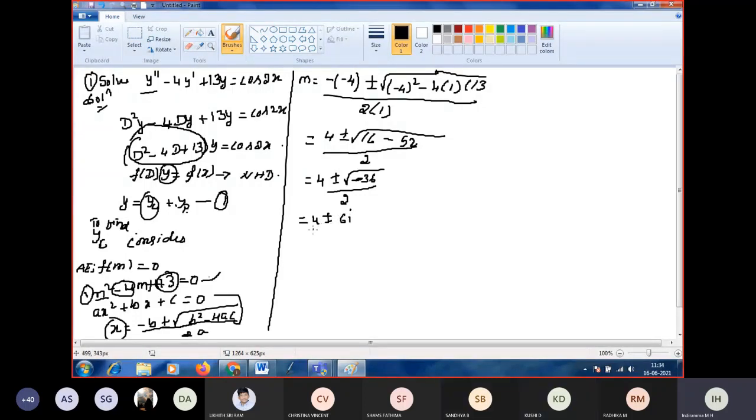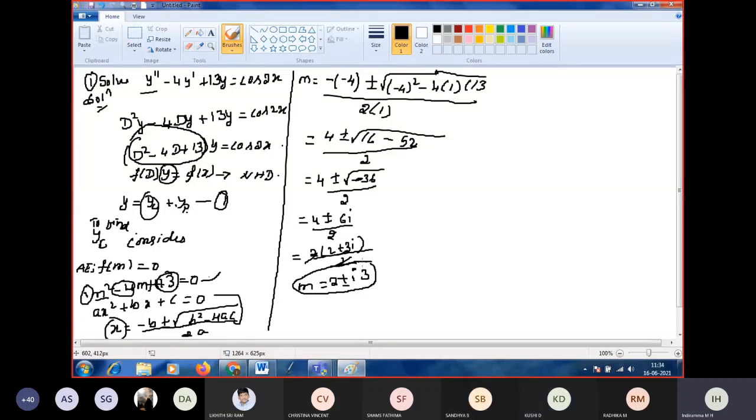Yes. Now take 2 common in the numerator. It becomes 2 plus or minus 3i. Divide by 2, 2 and 2 cancelled. Therefore, m is equal to 2 plus or minus 3i. Roots are real and? What is the nature of roots? Imaginary.